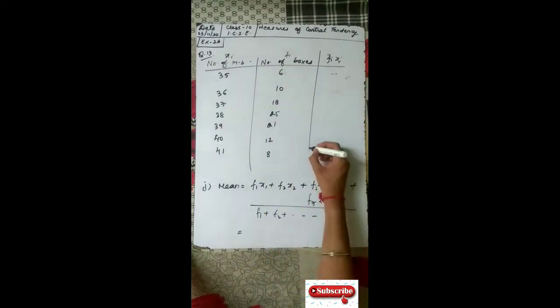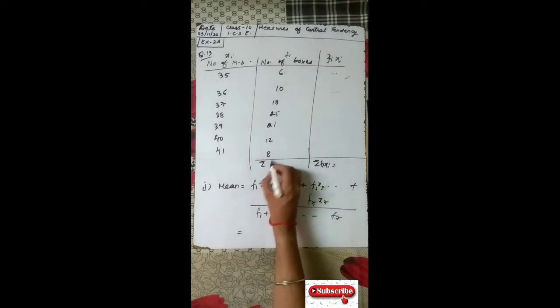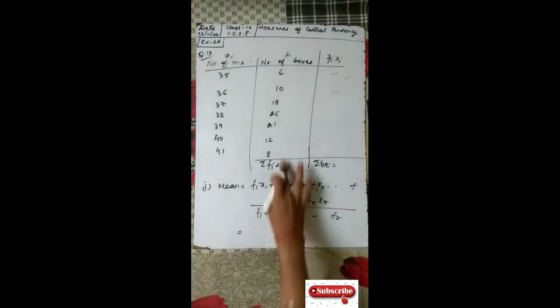Multiply these two, 35 into 6, just write 36 into 10, write all the data here and just get the summation of FiXi here, and just calculate this also. You'll get the summation of Fi. Whatever value you get after adding all these, write it in the numerator, and whatever you get after summing the frequency column, summation of Fi, write it here, divide it, you will get the answer.